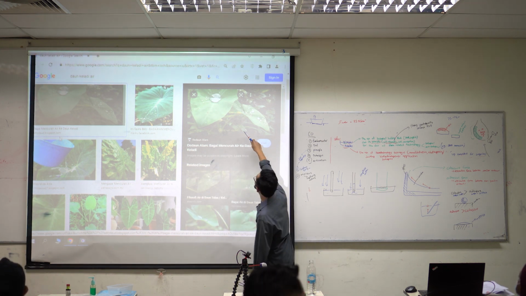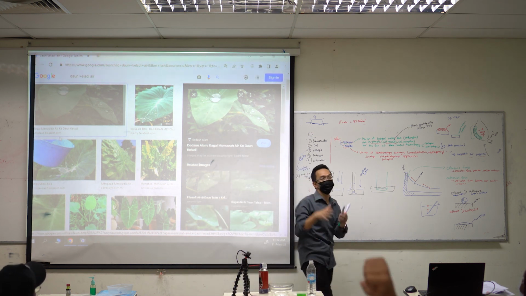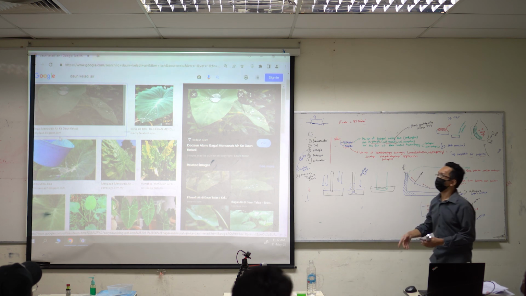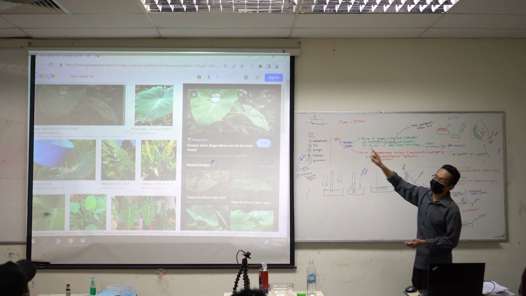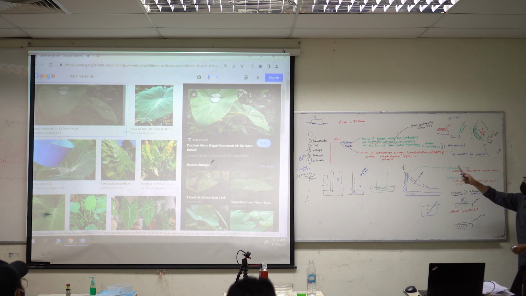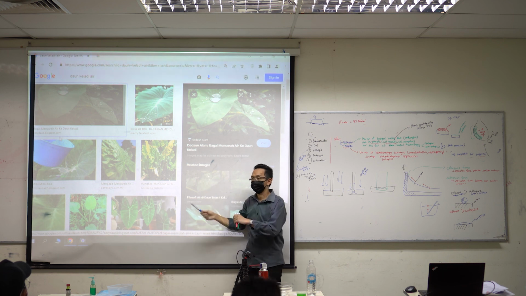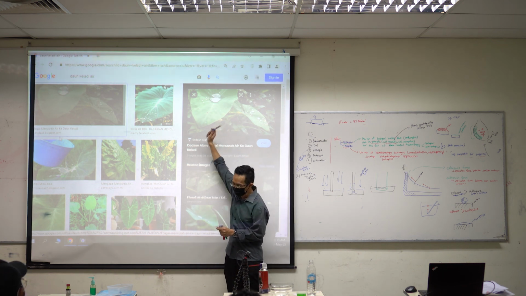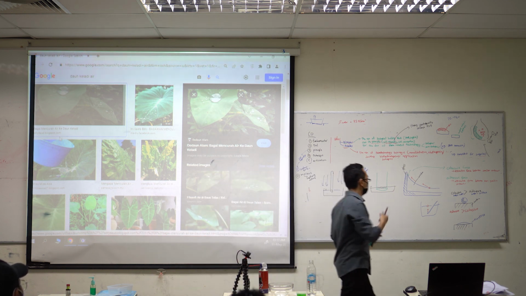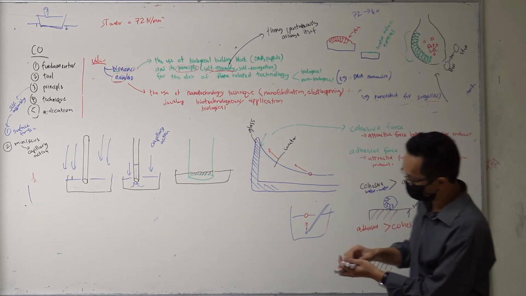So you can see the water here. The water cannot wet the lotus leaf. Bunga teratai, even though it's not bunga teratai. Okay, that is lotus. What basically happened here is that the cohesive force between water molecules among themselves is higher than the adhesive force between water molecules and the lotus leaf. So that's the idea.